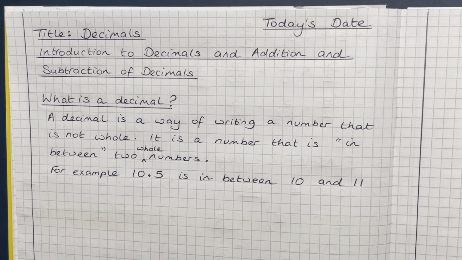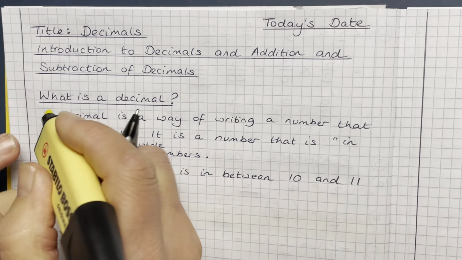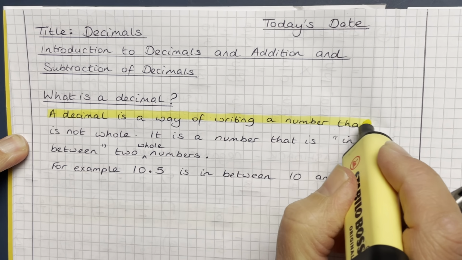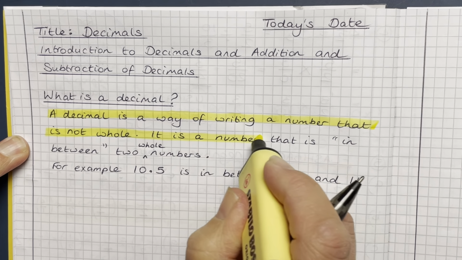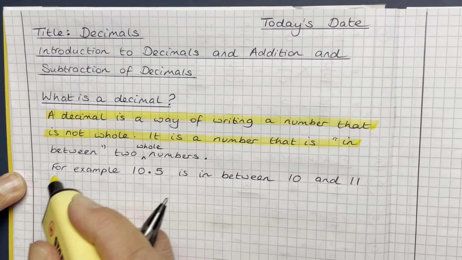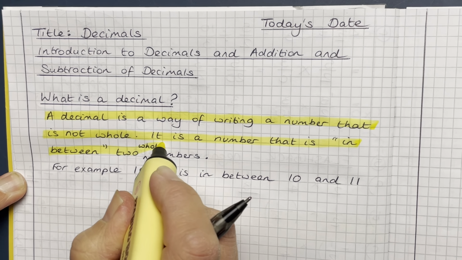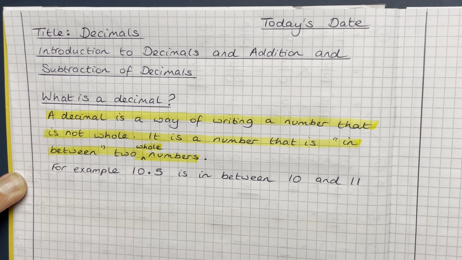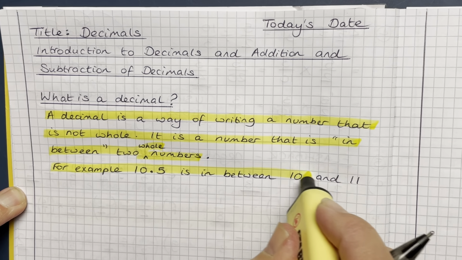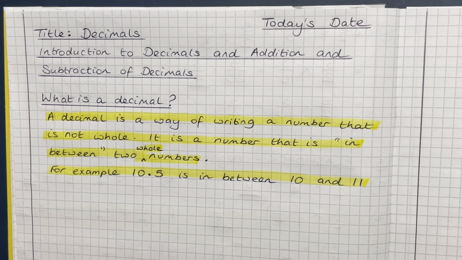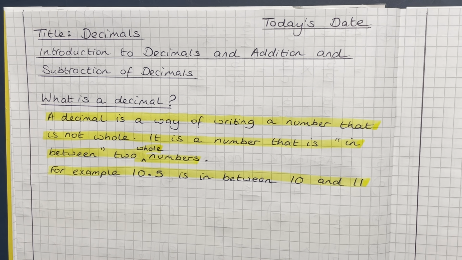I am going to use my highlighter pen just to make that all clear in my book. A decimal is a way of writing a number that is not whole. It is a number that is in between two whole numbers. And there's your example. For example, 10.5 is in between 10 and 11.